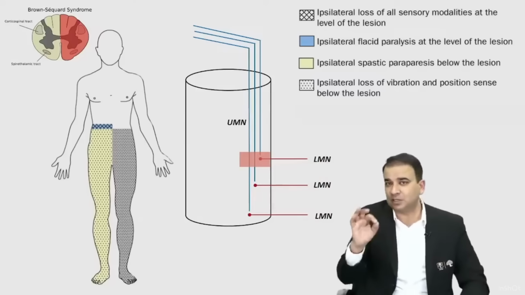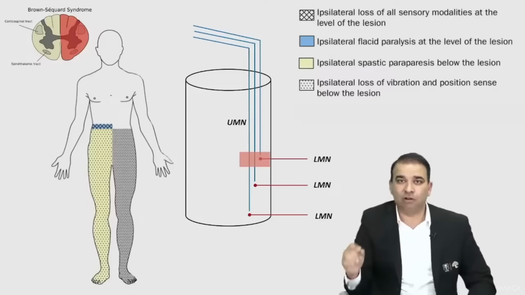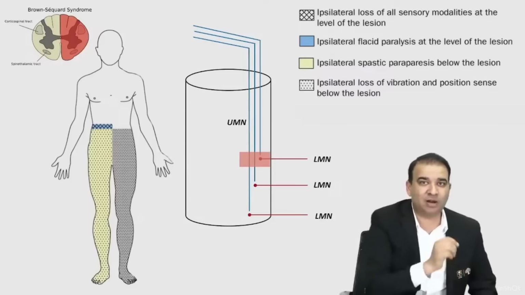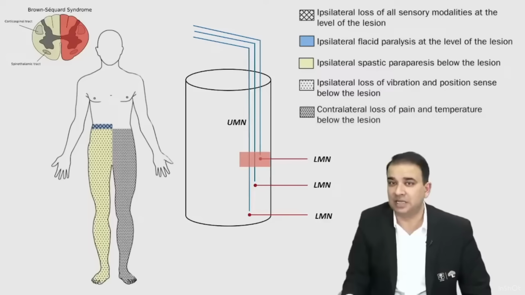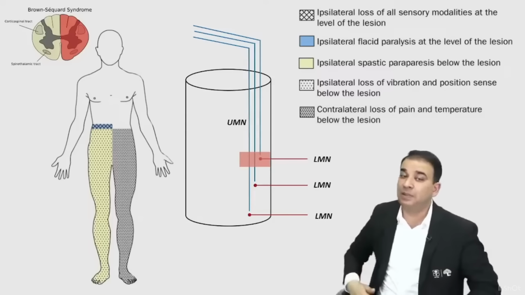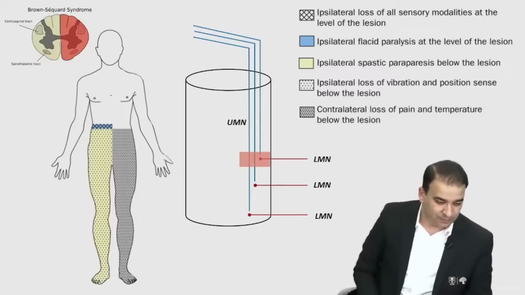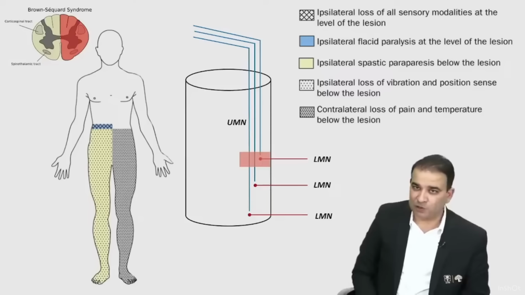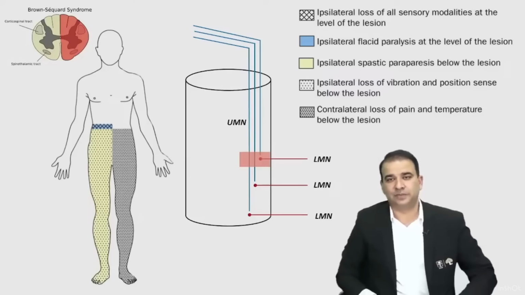Contralateral side. Because of the spinothalamic tract involvement, there will be contralateral loss of pain and temperature, guys. Contralateral loss of pain and temperature below the level of lesion, right?